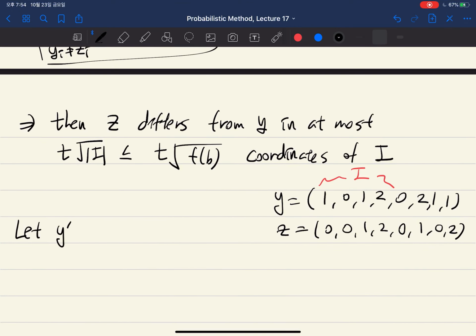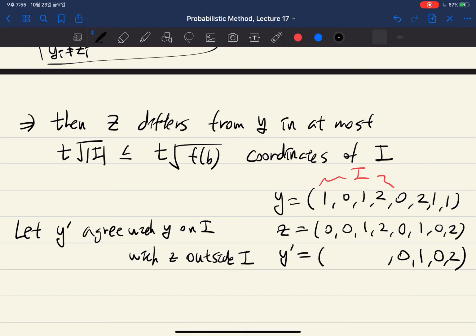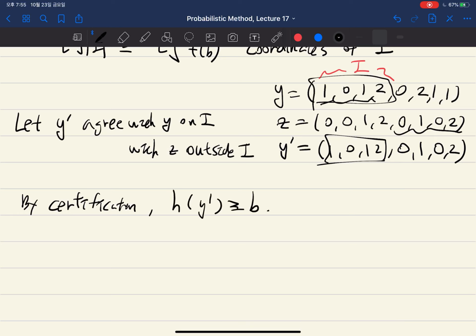Then what we want to do is let y prime be a new point which agrees with y on I and agrees with g outside I, meaning that you have the same coordinates outside of I as g, and inside you have the same coordinates as y. Then what do we know? By certification, meaning that this and this are the same, we have h of y prime is at least b.